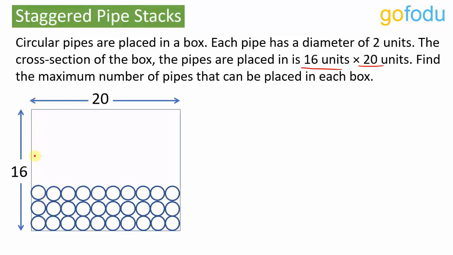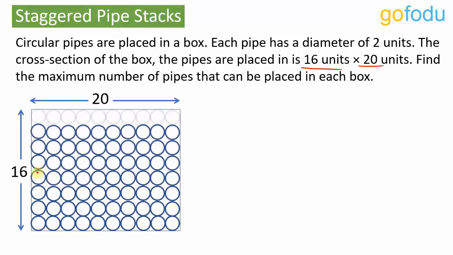And this side's length is 16, so there can be 8 pipes placed on this side. So there will be 8 such rows and 10 columns. In total, 8 into 10, 80 pipes can be placed here. Now this way of stacking pipes one over another is called the non-staggered pattern.